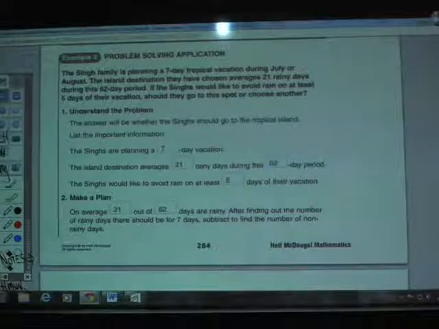So what are we going to do here? Well, since we know 21 of 62 days are raining, we're going to take that information and find the number of rainy days there should be for 7 days, subtracting to find the number of non-rainy days. Again, we said that was important here. We were going to use that subtraction to find out how many days it could rain. It could rain on 2 to give them 5 nice days.